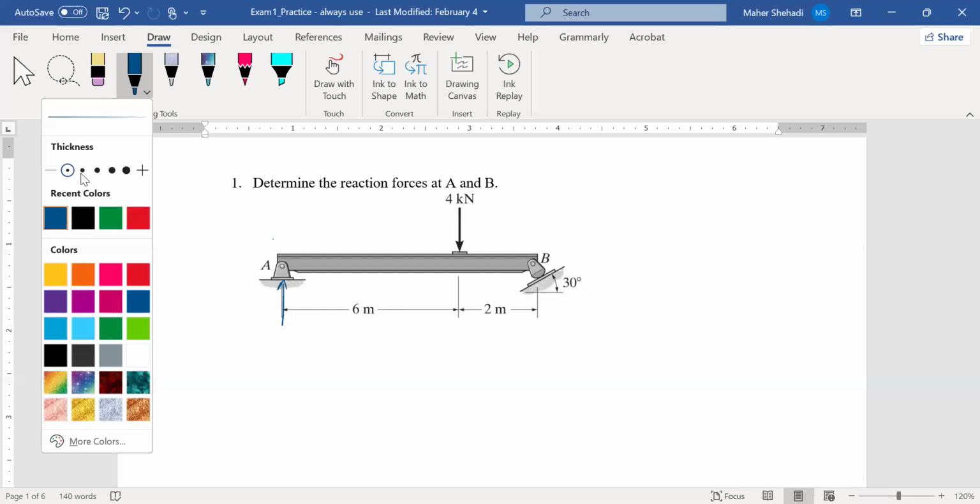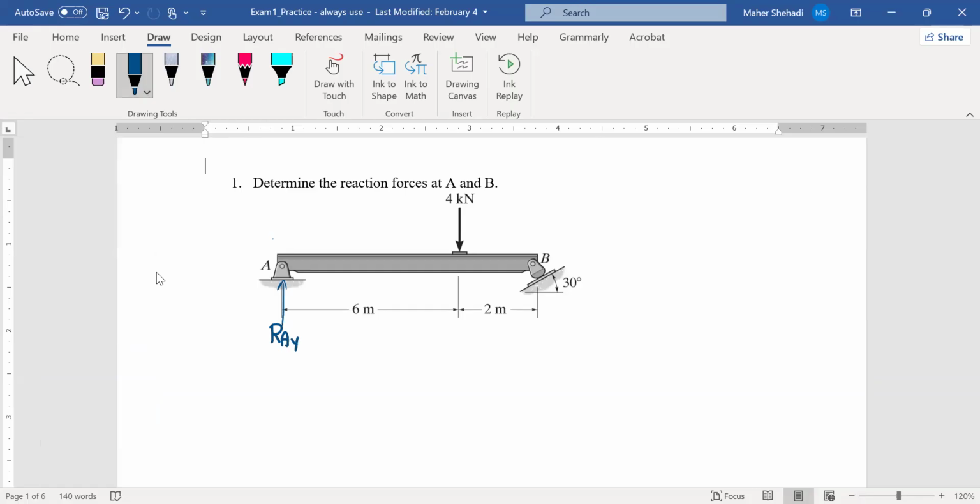One, RA in the Y direction and RA in the X direction. We have 4 kilonewtons at a distance of 6 meters away from A and 2 meters from B. B is inclined with this surface, so we will have a normal force going in this direction. So this one is RB. All right, so that's actually 90 degrees right here.